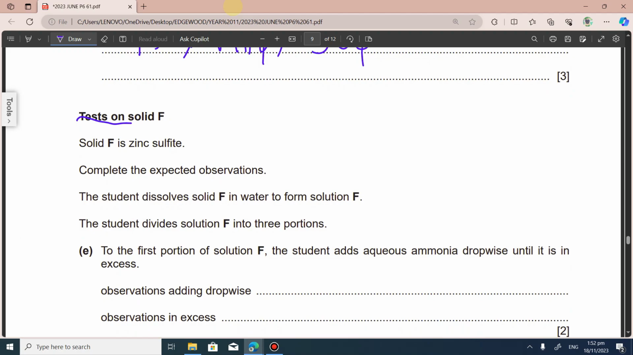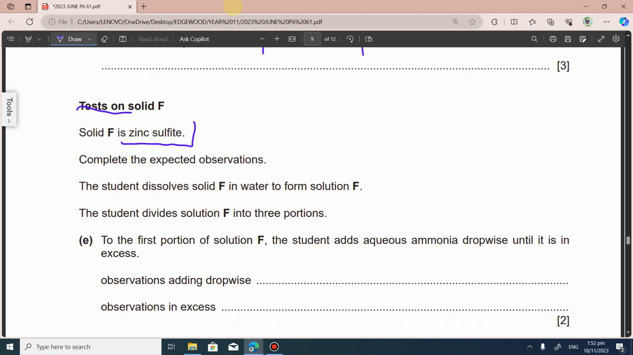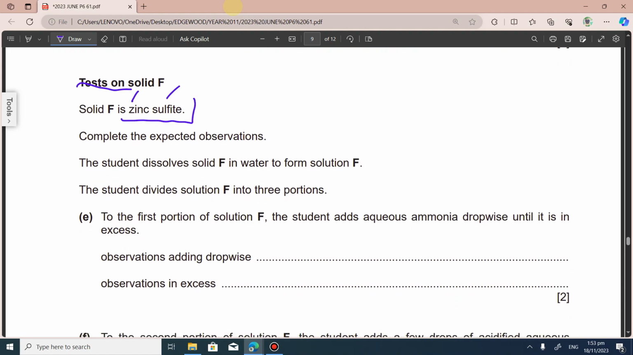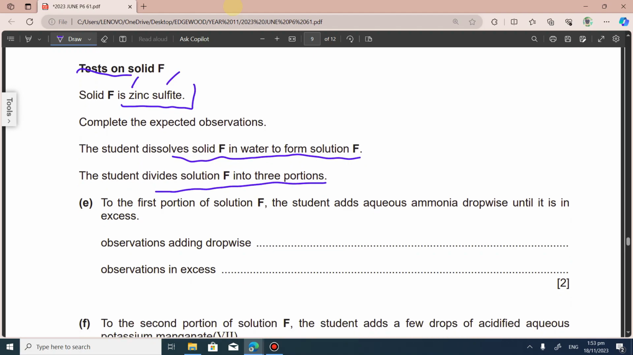Now, the information on solid F is that it is zinc sulfide. That's the compound, zinc sulfide. That means if it is zinc sulfide, the test is either you are testing for zinc or you are testing for sulfite. That is what is going to happen in this kind of question. Okay, so complete the expected observation. The student dissolves solid F in water to form solution F. Then the student divides it into 3 portions. So we're going to use the 3 portions to test.